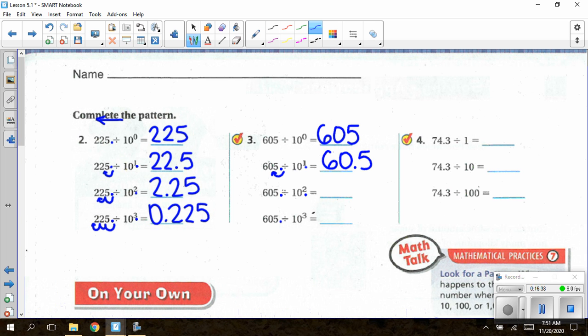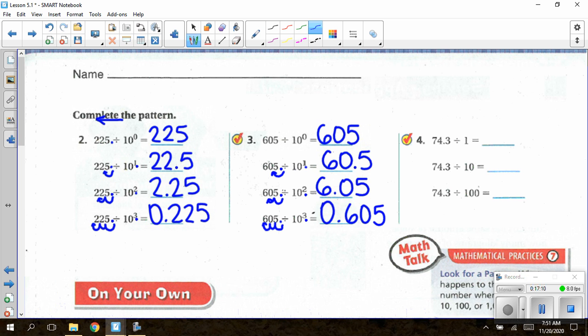Divided by 10 to the second power, I have to swoop 2 times to the left from the end of my whole number, so 1, 2, places my decimal in between the 6 and the 0 for 6 and 5 hundredths. Finally, divided by 10 to the third power, I have 3 swoops to the left from the end of my whole number, 1, 2, 3, gives me 605 thousandths.